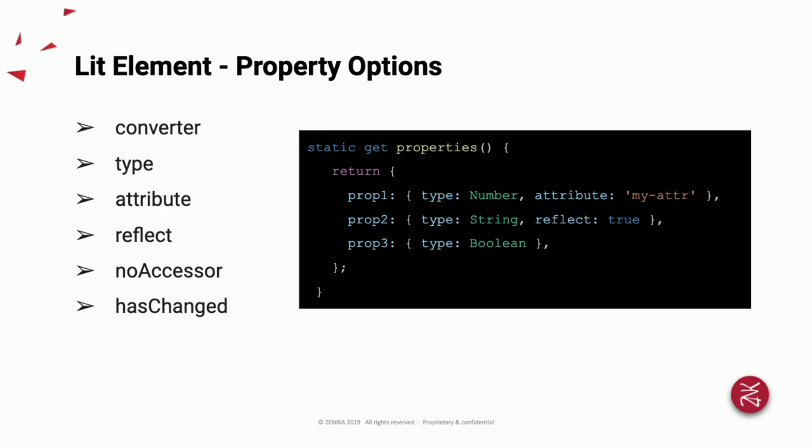So for the attribute, we're not also going to tackle that. But if we mention that reflect is true, then if we change the property value to something, it will get reflected to an attribute also called property two. So if we specify an attribute, whenever prop one has changed, the value will be reflected to the my-attr attribute. So I guess that's it. These are the property options that are available for LitElement.